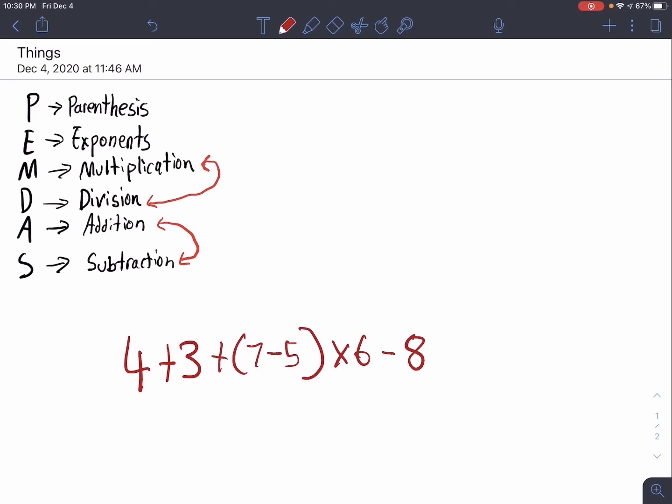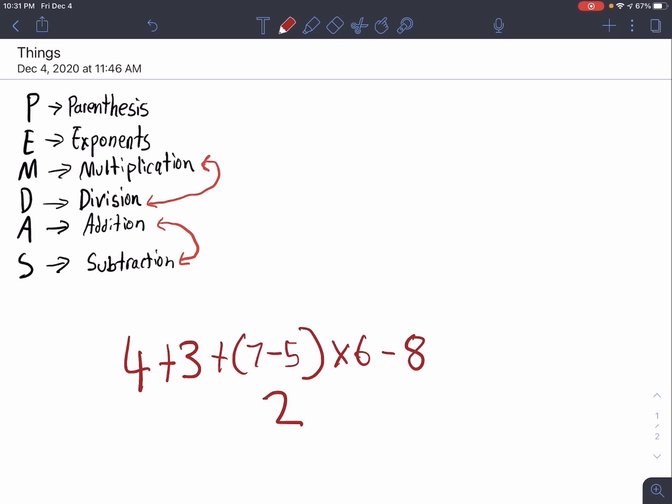But in this case, we would not do the 5 and 5 times 6 first, because the biggest priority in all of PEMDAS is parentheses, as you can see here. And since the 7 minus 5 operation right here is in these parentheses, you would actually do this first because parentheses has the highest priority. So you would do 7 minus 5 first, which is 2.